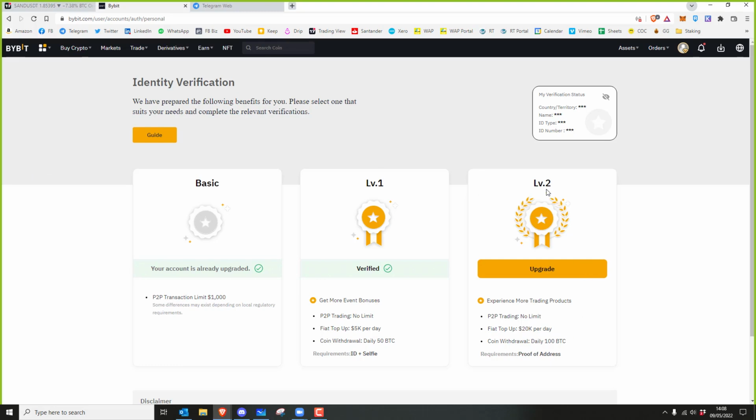But yeah, most people don't even need to get to level 2, because if you are struggling to withdraw more than 50 Bitcoin a day, they're champagne problems, and you're probably in the wrong place.